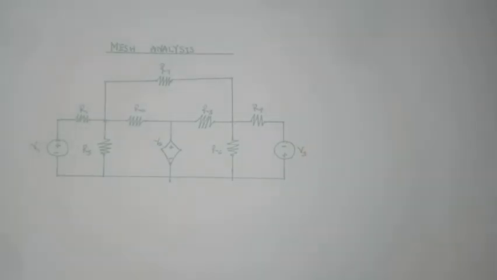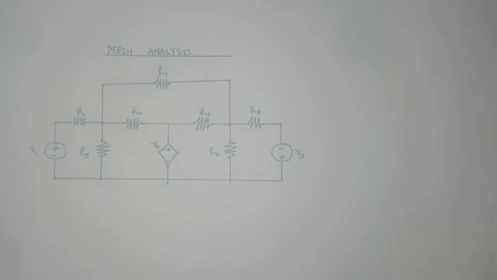Okay, let's proceed to mesh analysis. The idea behind mesh analysis is the fact that each mesh in a network has its own current. Before we go any further into the topic, we should differentiate between meshes and loops. You see, all meshes are loops, but not all loops are meshes.